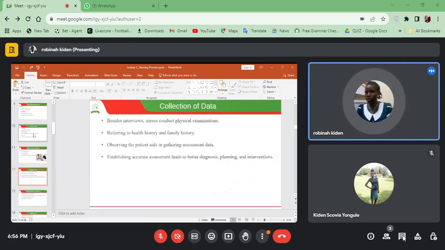We continue with the collection of data. So besides interviews, nurses conduct physical examinations.